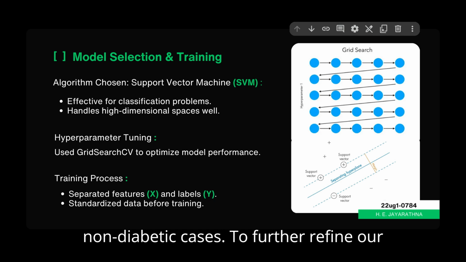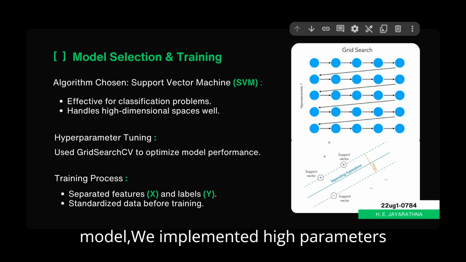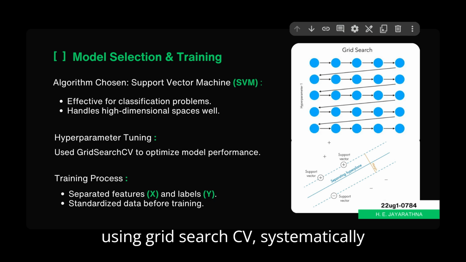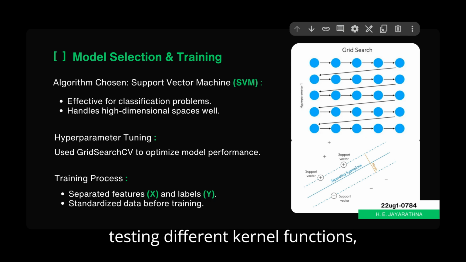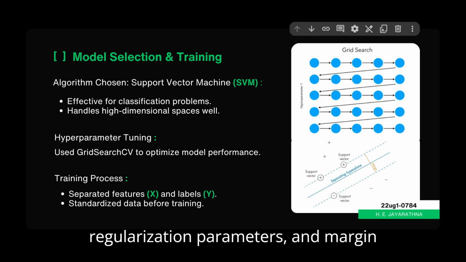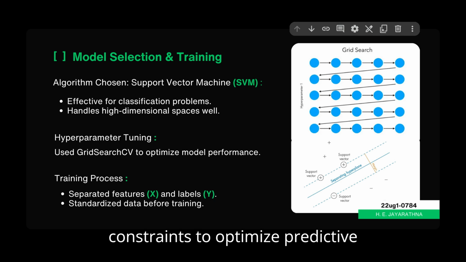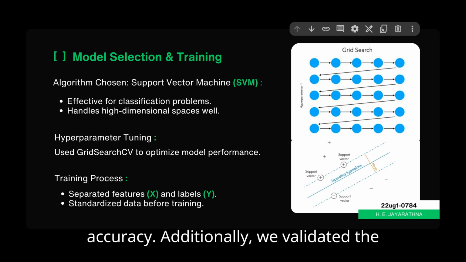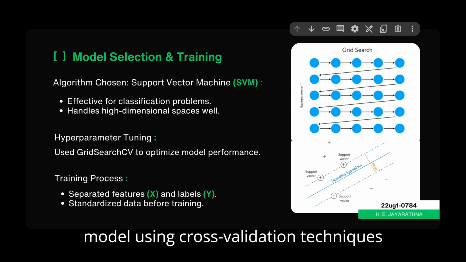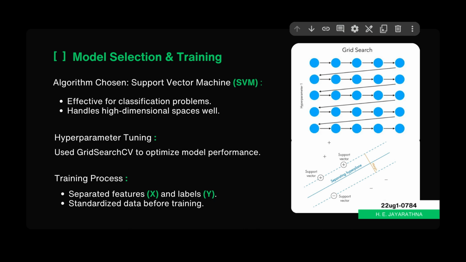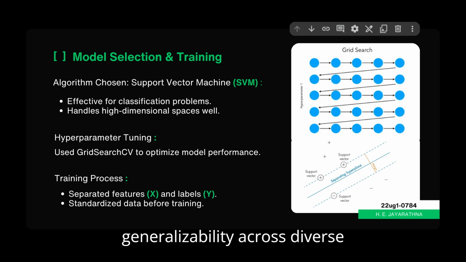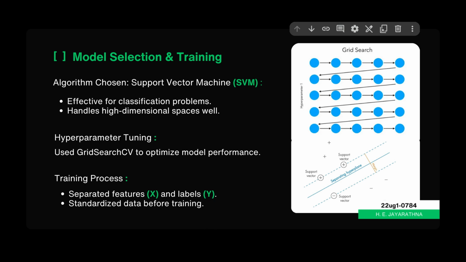To further refine our model, we tuned hyperparameters using grid search CV, systematically testing different kernel functions, regularization parameters, and margin constraints to optimize predictive accuracy. Additionally, we validated the model using cross-validation techniques to ensure its generalizability across diverse datasets.